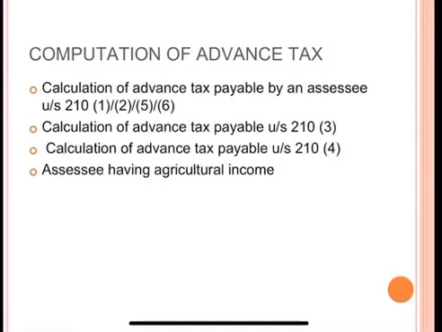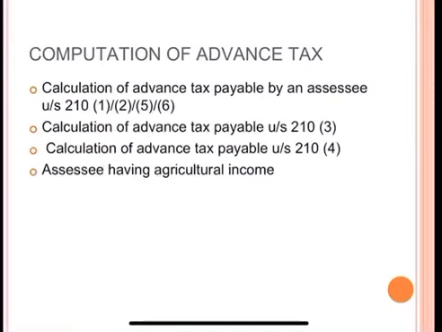So how to compute advance tax? First is calculation of advance tax payable by an assessee under section 209(1)(a). Basically, you are to calculate the estimation of income under all the five heads. Then you will apply the provisions relating to clubbing of income and set off of past losses. Then you will calculate gross total income and then claim deductions under sections 80C to 80U.